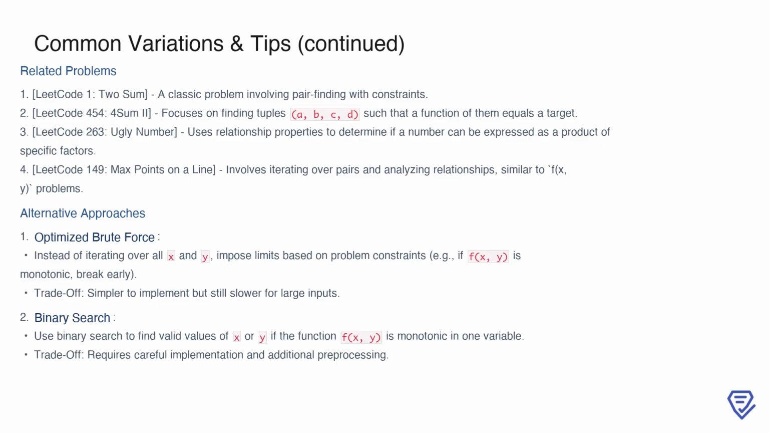When it comes to alternative approaches, one option is optimized brute force. By carefully imposing limits based on problem constraints, such as breaking early if f(x, y) is monotonic, you can reduce unnecessary computations. This method is simpler to implement but can still be slow for very large inputs. Another approach is binary search, which is effective for problems where f(x, y) is monotonic in one of the variables. However, it requires careful implementation and sometimes pre-processing, like sorting the search space.